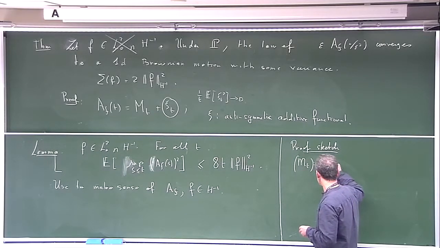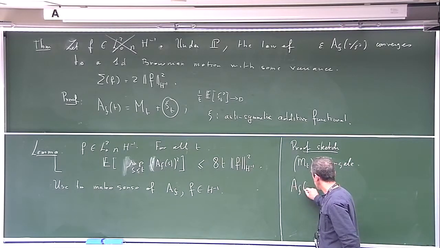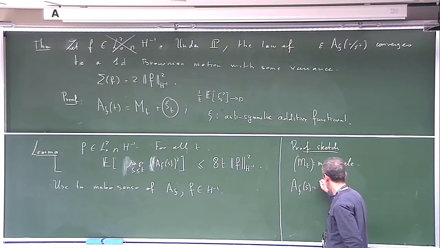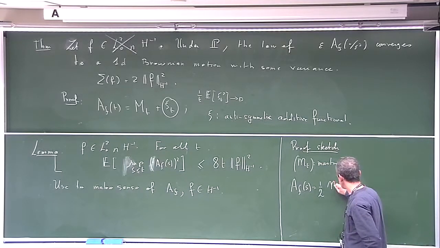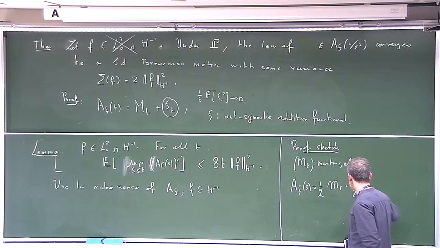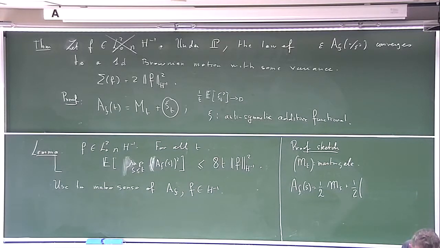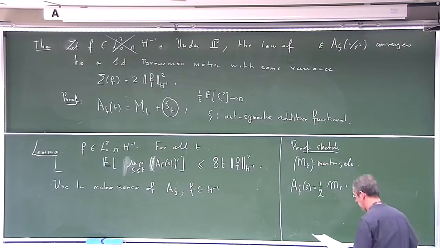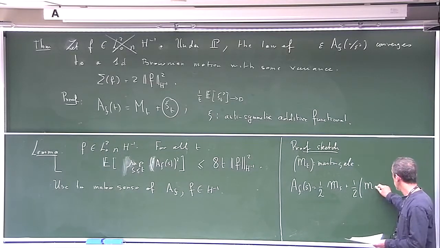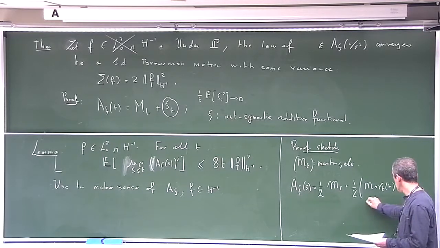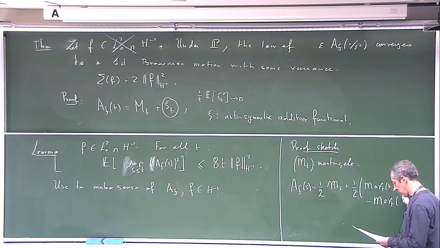So there is a martingale such that you can write Af at time s as one half of the sum of two martingale terms. One is just M_s, and the other one is a term that you obtain when you reverse time. I'd better write exactly the term. So this is M composed with time reversal at time t, evaluated at time t, minus M composed with time reversal and evaluated at time t minus s.